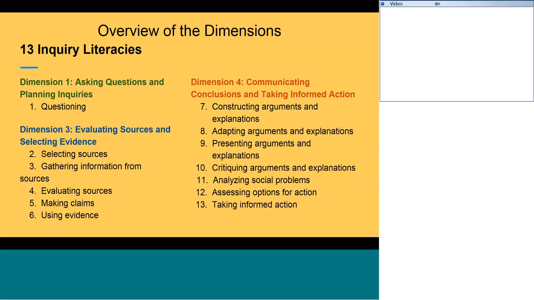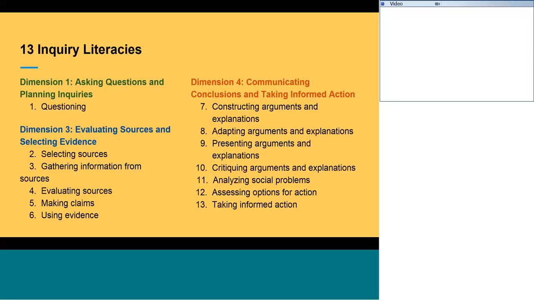Next slide, please. So here are the 13 inquiry literacies just kind of laid out, and you can see I broke them down by dimension. So you can really see how they play out and how we are teaching social studies literacies at every stage of the game. So questioning would be a literacy all the way down, again, to taking informed action.